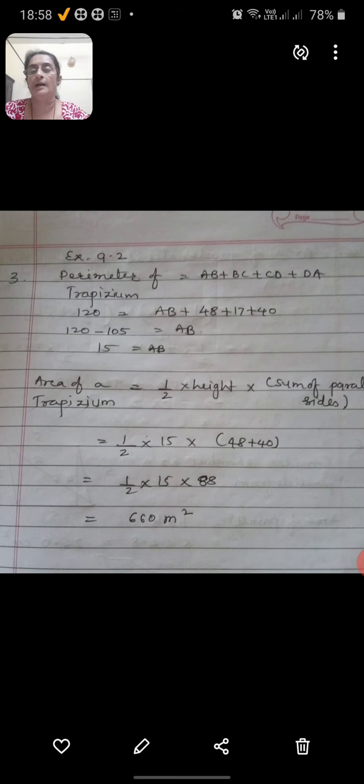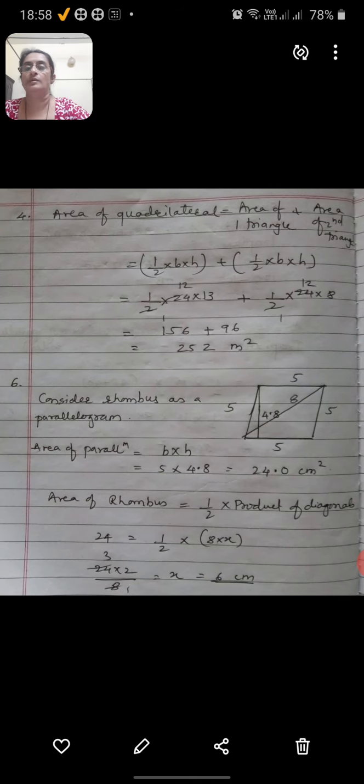So when you do that, you will get 660 meter square as the area of that trapezium. Let's go to the next question, that is the fourth one.